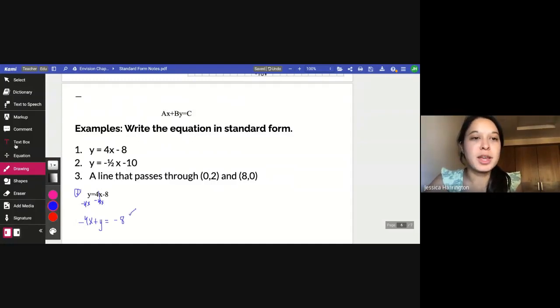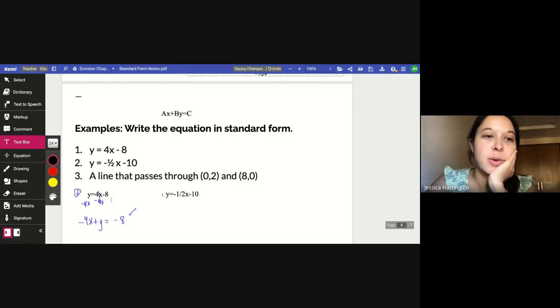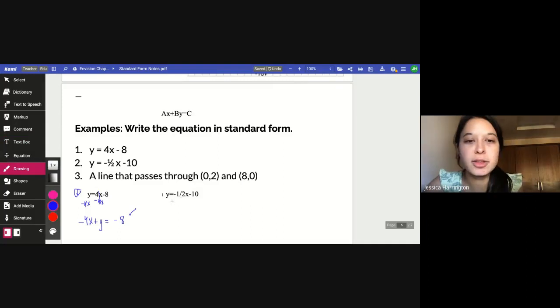All right, let's try number 2. Number 2 says y equals minus 1/2 x minus 10. So what do we need to do? We need to get the y's and the x's on the same side. So let's do the same thing. Let's move this x term to the left side so it's with its friend the y. So plus 1/2 x plus 1/2 x.